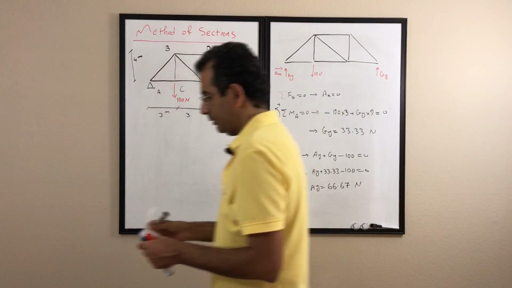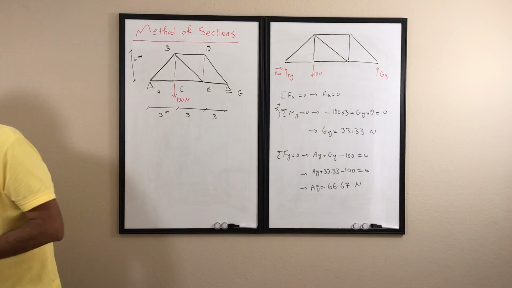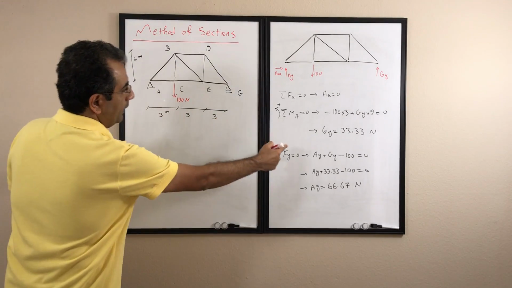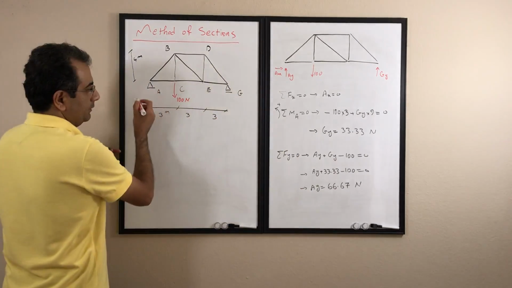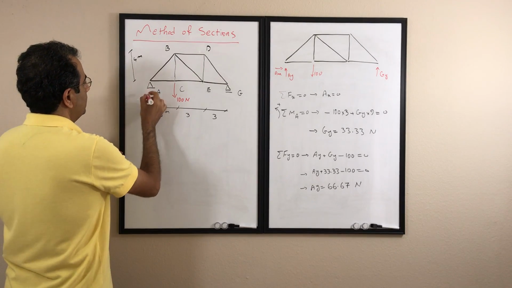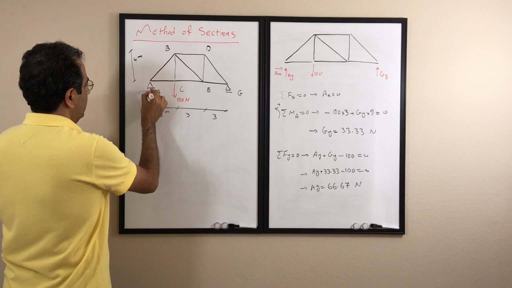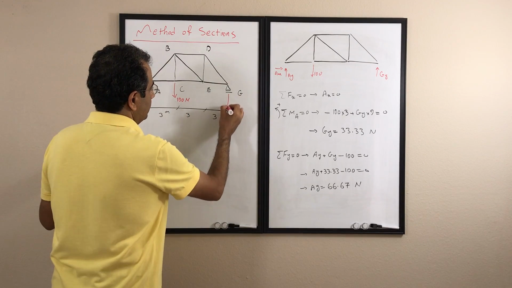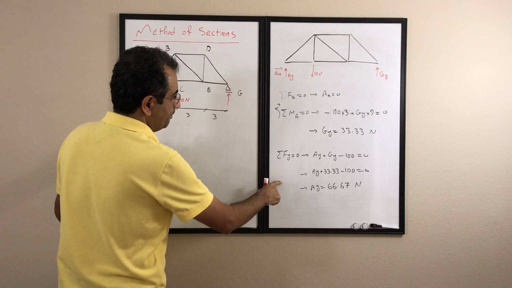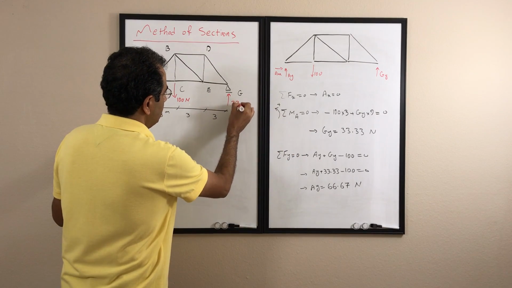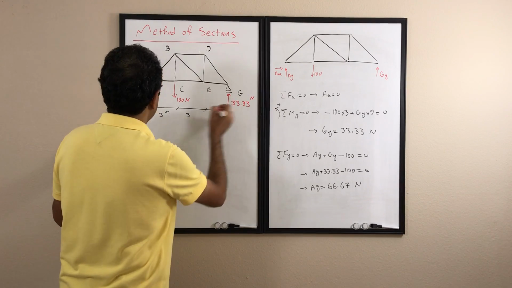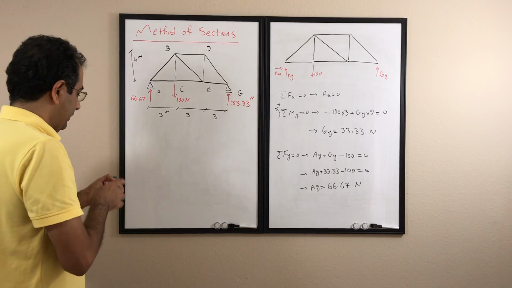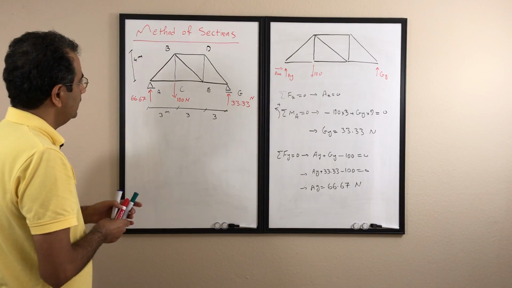I'm going to write down the reactions there so I can use them later. I know AX is 0, so I don't need it. So I have AY is 66.67 here, and also I have GY is 33.33 Newton here. So now I have my external forces, and all the forces are in the x and y direction.